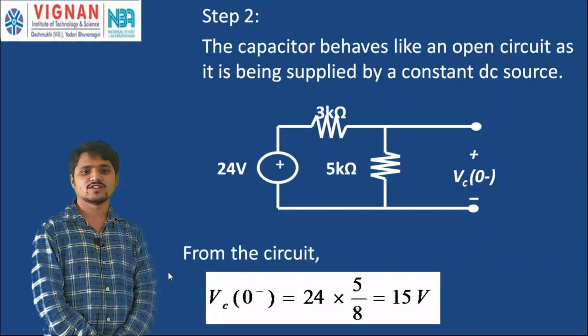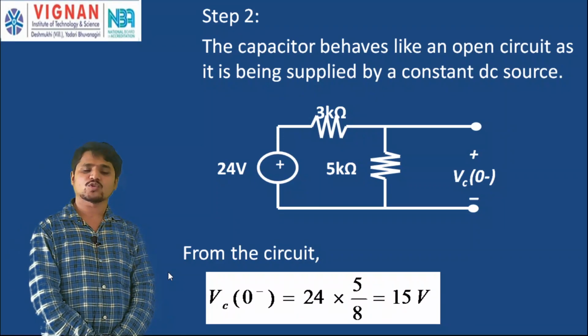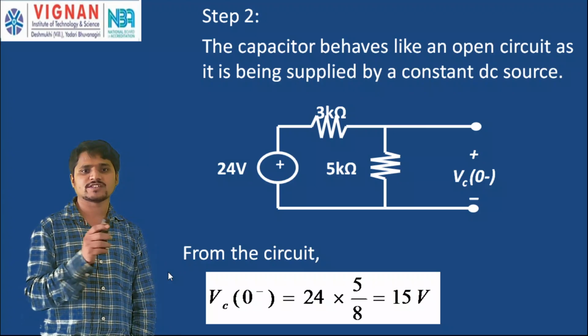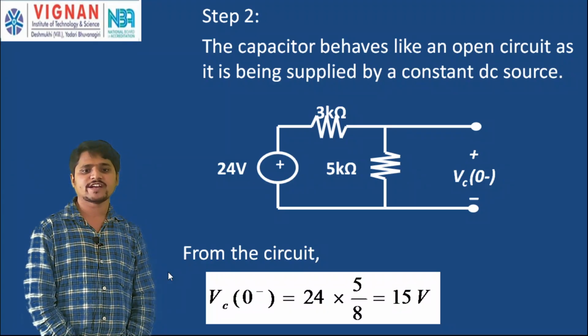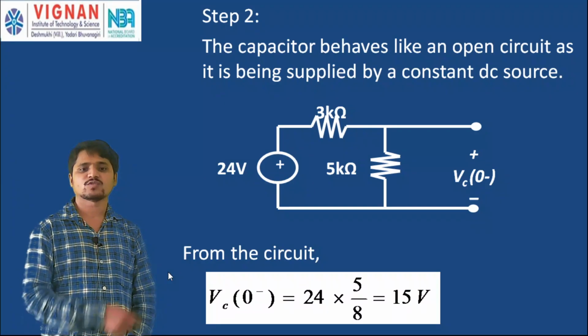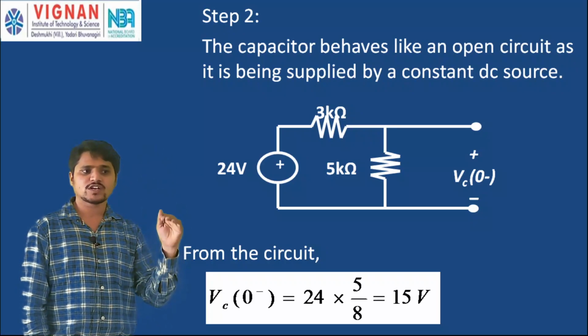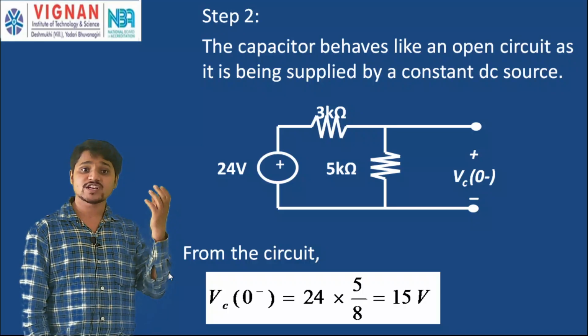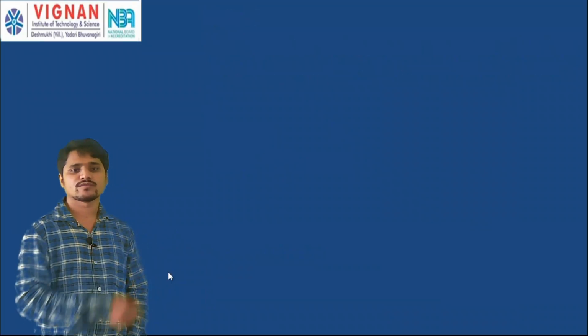See here, Vc of 0 minus. Voltage division: the total voltage 24 into that resistance 5 kilo ohms by the total resistance 5 kilo ohms plus 3 kilo ohms, 8 kilo ohms. So 8 1s are 8, 8 3s are 24, so 3 5s are 15 volts. That means before the switch is moved from A to B, the voltage across the capacitor, that is the initial voltage, is 15 volts.